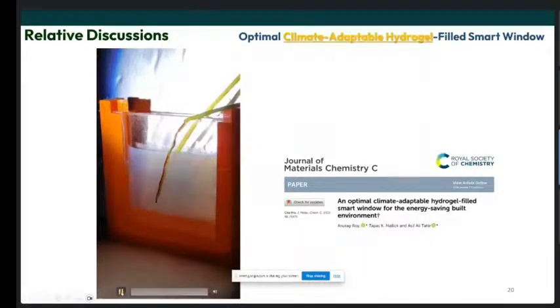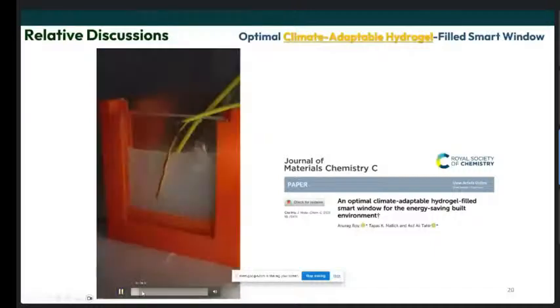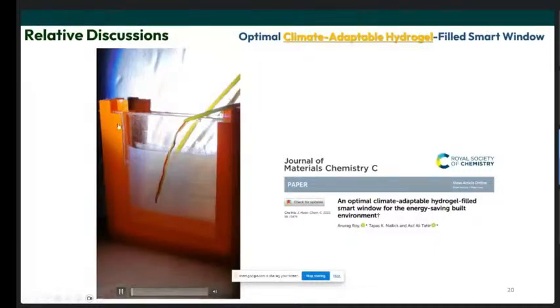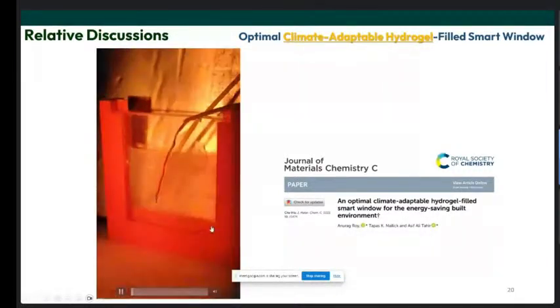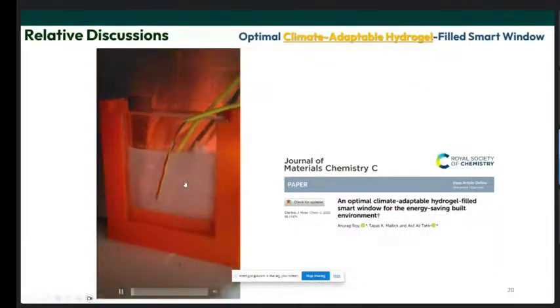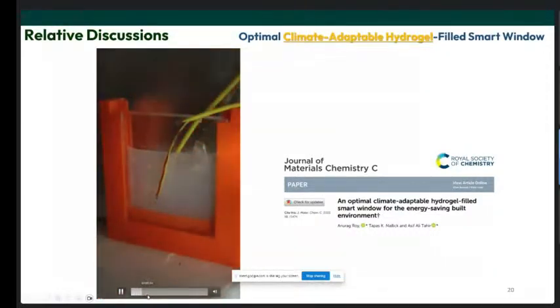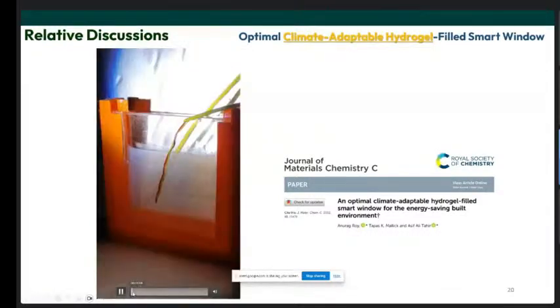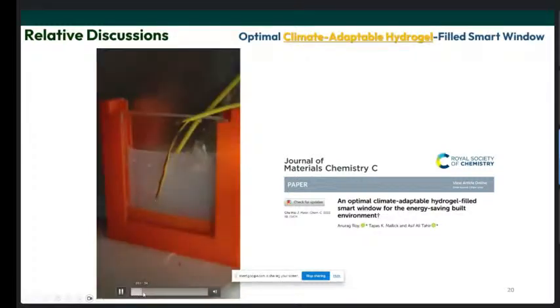So I'm just showing you a quick video. You can see here the hydrogel, and sunlight is coming, and you see how the temperature increases and it changes its transparency. When the sunlight is off, which indicates nighttime, the transparency gets better and better, and it's more transparent. If you go back, you see it is less transparent when there is sunlight.